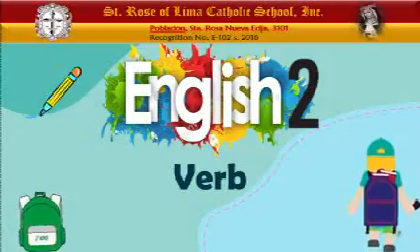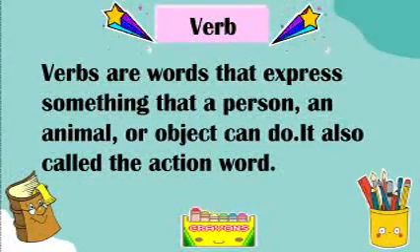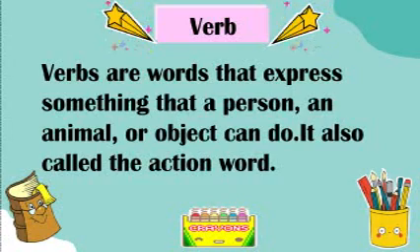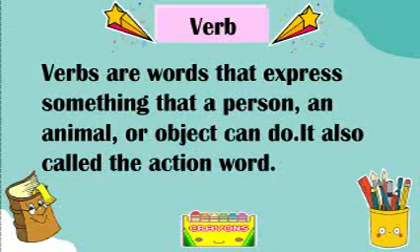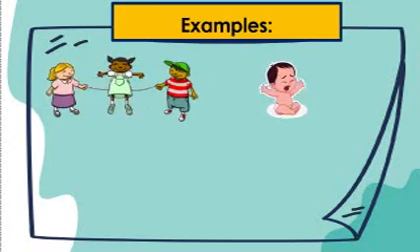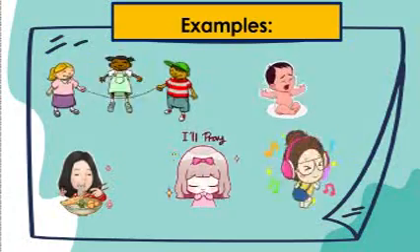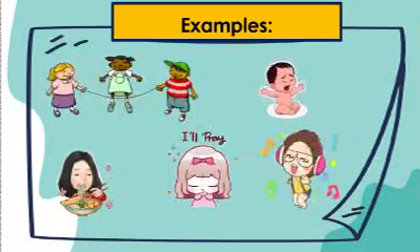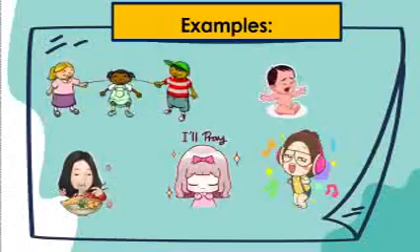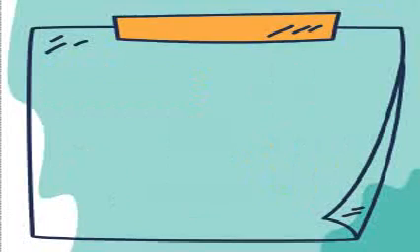Now, let's talk about the verb. Verbs are words that express something that a person, an animal, or an object can do. It is also called the action word. Examples of action words are playing, crying, eating, praying, and dancing. These are some of the examples of the action word or the verb.